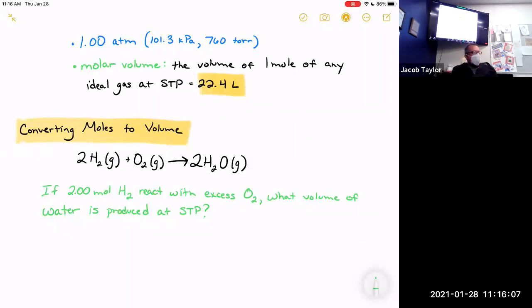Now this problem is very, very simple to do without even writing out an equation. If 1 mole of any gas is 22.4, and we've got 2 moles of a gas, we expect the answer to be 2 times 22.4. So we know the answer is going to be 44.8. 1 mole is 22.4, so 2 moles would be 44.8. But I want to walk you through the calculations.